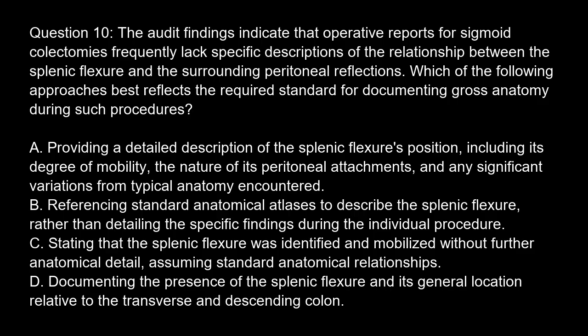Option A. Providing a detailed description of the splenic flexure's position, including its degree of mobility, the nature of its peritoneal attachments, and any significant variations from typical anatomy encountered. Option B. Referencing standard anatomical atlases to describe the splenic flexure, rather than detailing the specific findings during the individual procedure. Option C. Stating that the splenic flexure was identified and mobilized without further anatomical detail, assuming standard anatomical relationships. Option D. Documenting the presence of the splenic flexure and its general location relative to the transverse and descending colon.